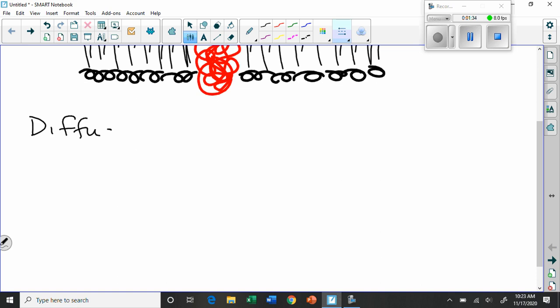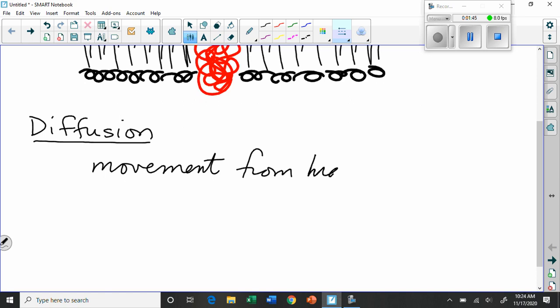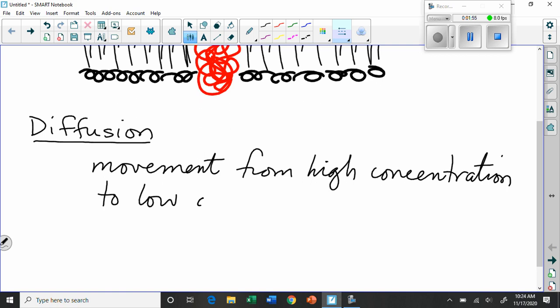So diffusion is basically the movement from what we call a high concentration to a low concentration. But now that we're seniors, we're going to use some better words to describe that. Concentration.